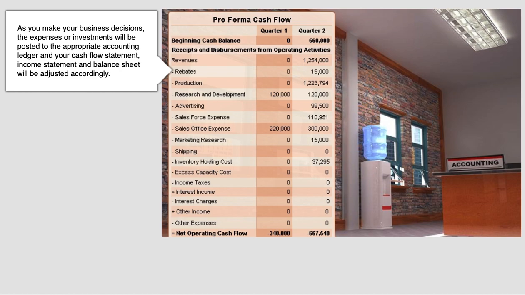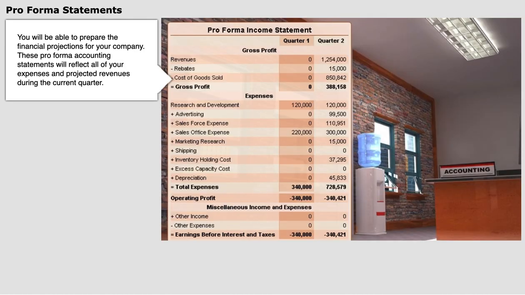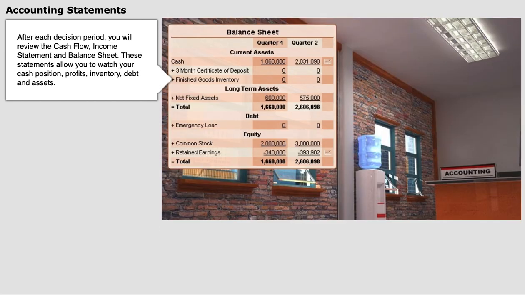As you make your business decisions, the expenses or investments will be posted to the appropriate accounting ledger, and your cash flow statement, income statement, and balance sheet will be adjusted accordingly. You will be able to prepare the financial projections for your company. These pro forma accounting statements will reflect all of your expenses and projected revenues during the current quarter. After each decision period, you will review your cash flow, income statement, and balance sheet. These statements allow you to watch your cash position, profits, inventory, debt, and assets.